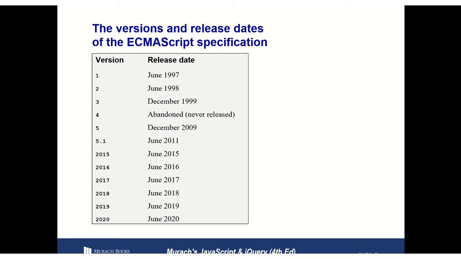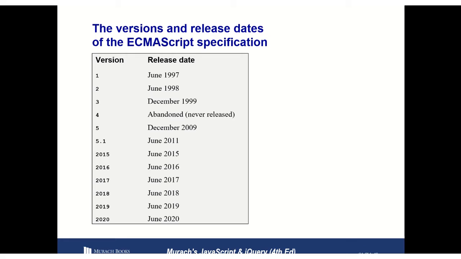So we are now going over a little bit of the history of JavaScript development, the versions and releases of the ECMAScript specification. So what is ECMAScript? The JavaScript programming language is based on the ECMAScript specification. Over the years, there have been many changes to this specification.